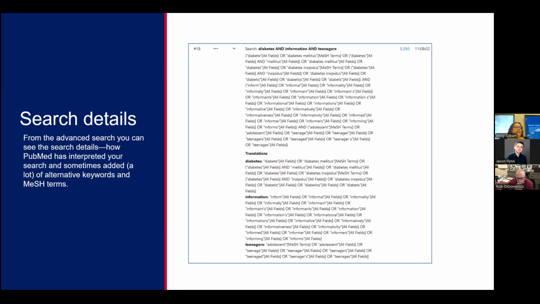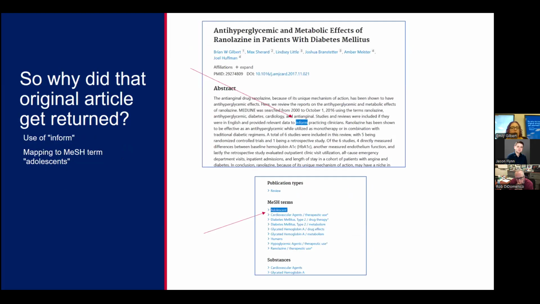So why did we get this article when it doesn't look like it was very useful? If we look in the abstract, we see that it has the word inform in there. Since we just searched information without any syntax with it, no quotation marks, no field codes, which we'll talk about more, it is also pulling in the word inform, and then it also has the MeSH term for adolescent. So that is why this is coming up.